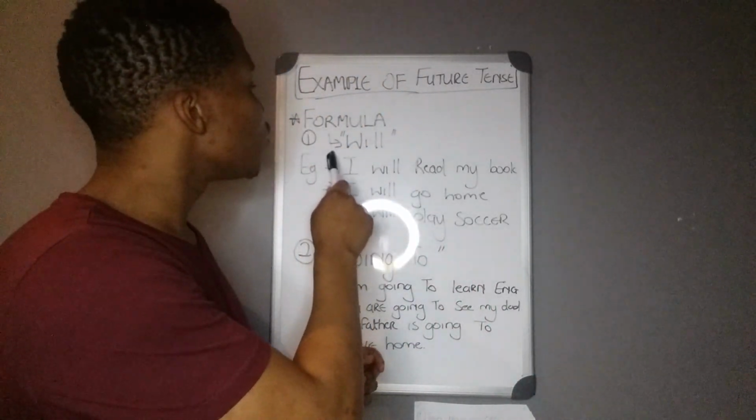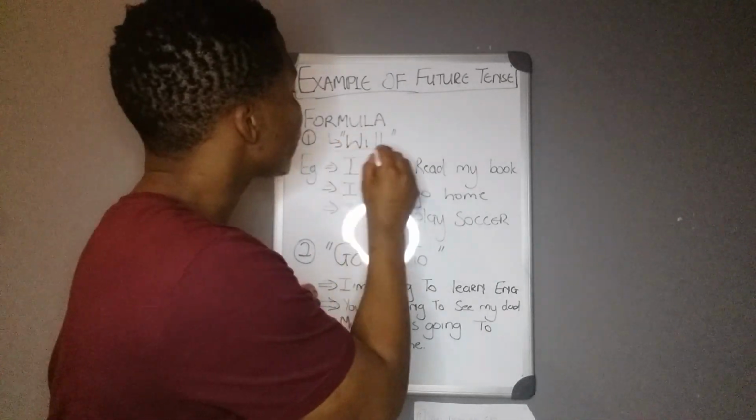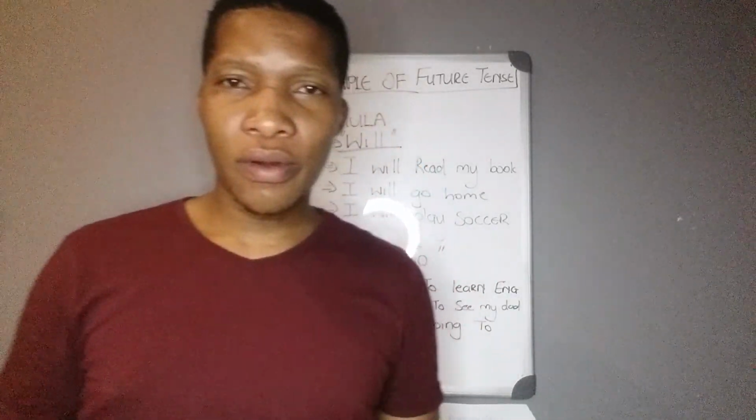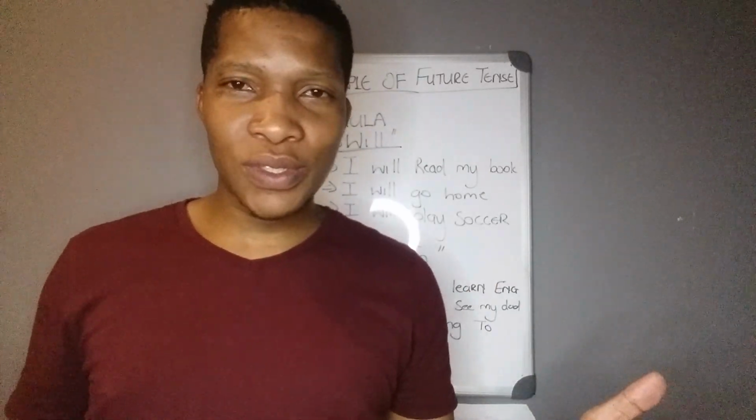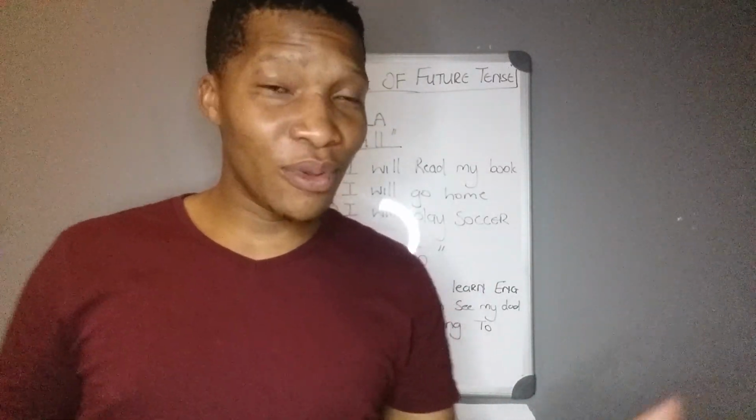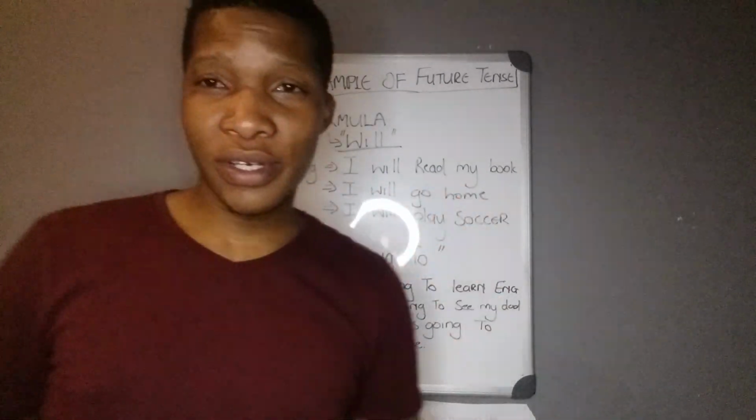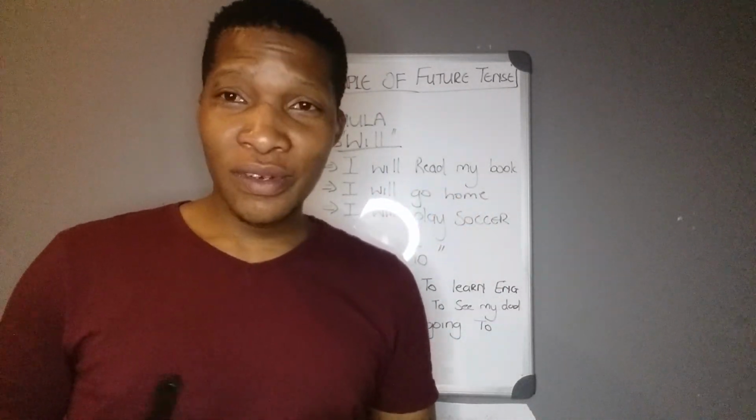All right. So there is a formula for how to use the simple future tense. So let's look at the formula. You use the word will. All right. And then the verb. Okay, so the best way to do that is with an example. All right, so let's look at an example. I will read my book. I haven't read it now, but I will read it in the future.